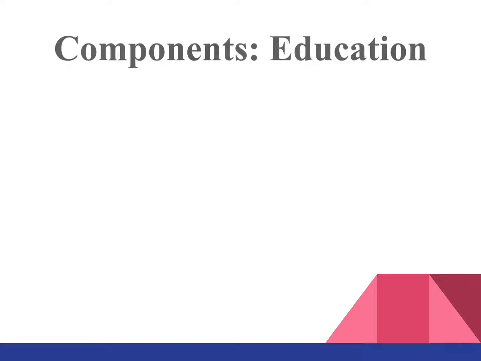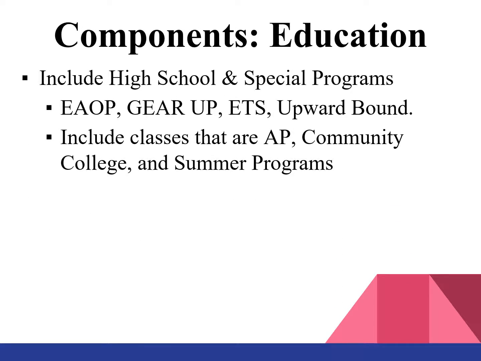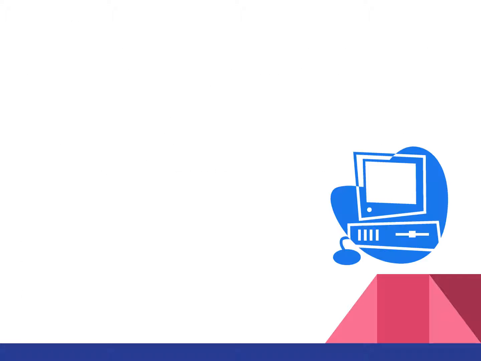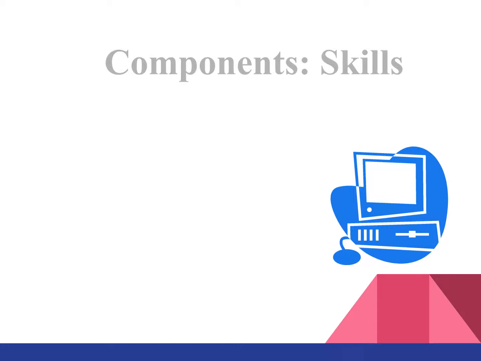Our next component is education. Include high school and special programs. If you are part of EAOP, Gear Up, ETS, and Upward Bound, make sure you include these programs in your resume. Also, include classes that are AP, classes that you took in community college, or any summer programs. An example of this would be: from 2010 to 2014, attended King City High School, earned a high school diploma, and was an honor student.